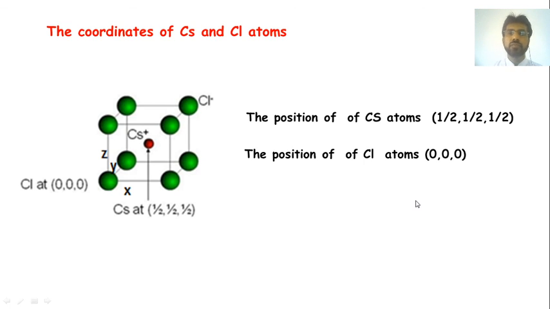Now here we can locate the position of the Cs atoms and the Cl atoms. In this unit cell, if we consider this is the x-axis, this is the y-axis, and this is the z-axis, then the Cl atom which is at the origin has coordinates 0, 0, 0, and this Cs atom which is at the body center of this unit cell and is present at half of the edge of this unit cell has x, y and z coordinates 1/2, 1/2, 1/2.